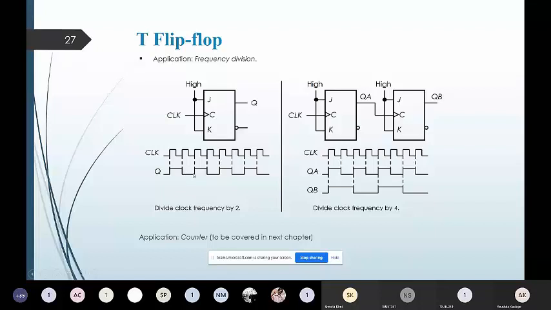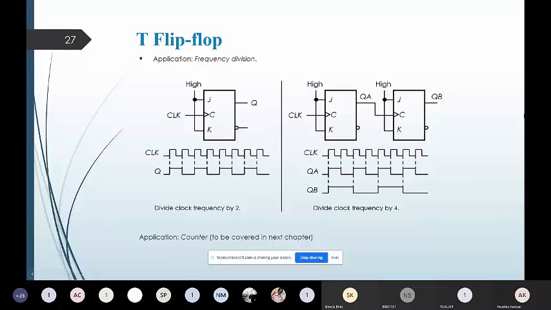So here you can see that with respect to this clock, in the Q only a single transition has been obtained, while in the clock we have this one transition and this another transition. So this is seen to be a divide by 2 number of transitions for the Q output. And that's why we are saying that this T flip-flop gives us an output which is divide clock frequency by 2.